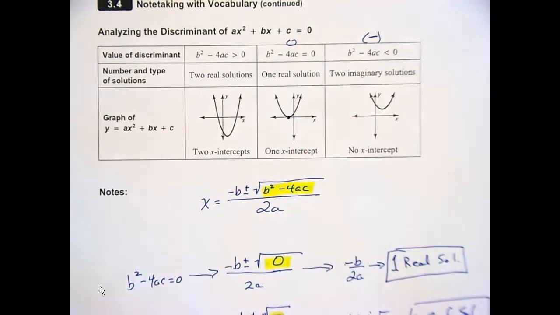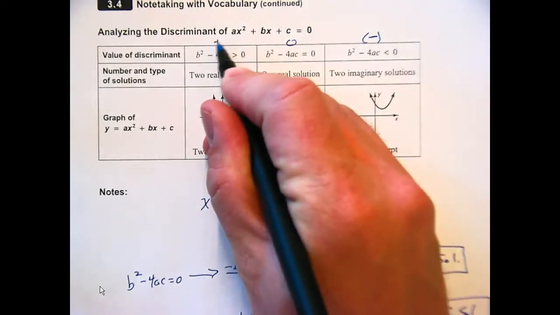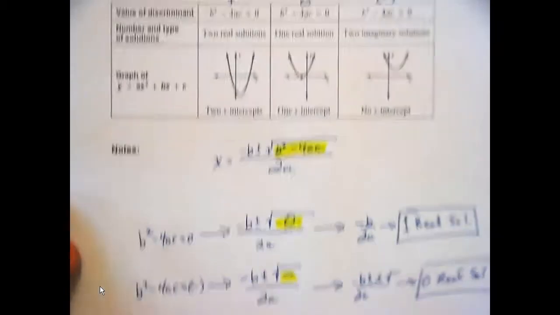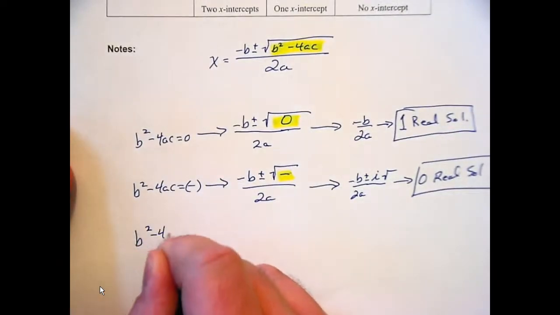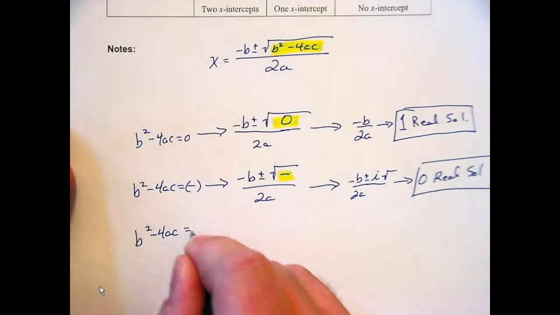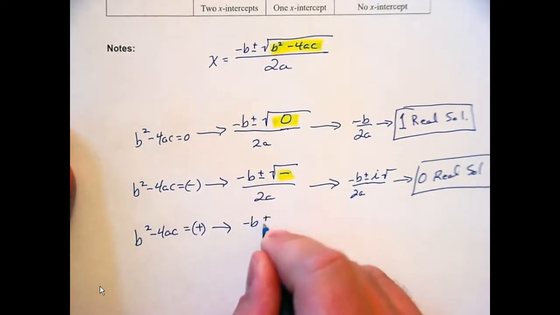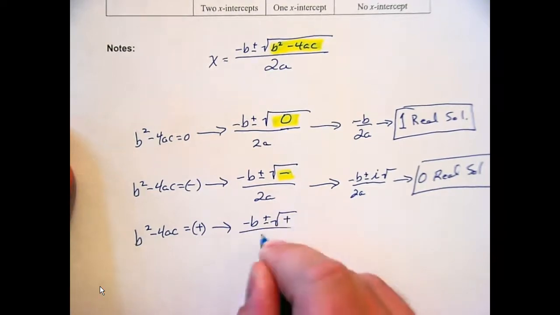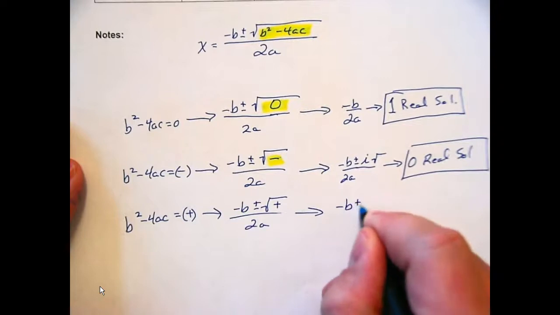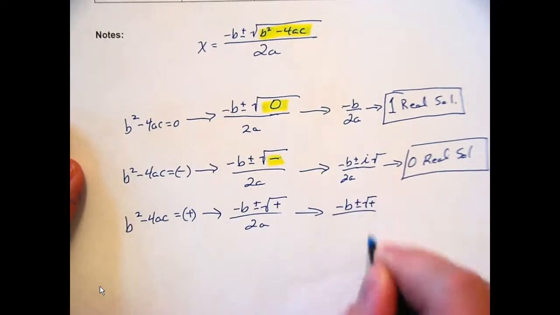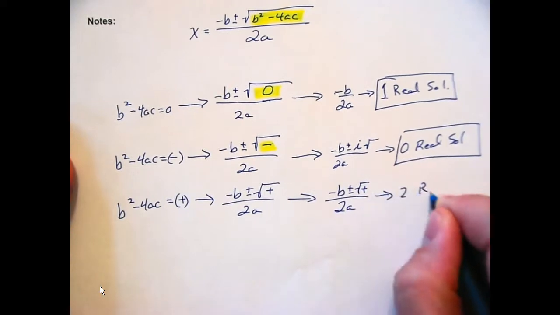So the last one is when b squared minus 4ac is positive. It's greater than 0. And when that happens, that's the one that you're most familiar with. Get a positive number in there, which means you have opposite of b plus or minus square root of a positive. Could be a whole number. We don't know. But that gives you two real solutions.